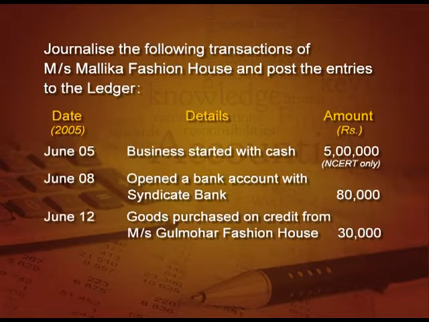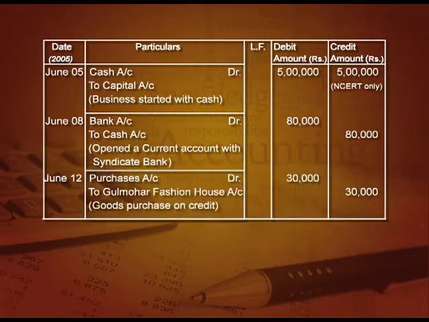Let us see the next entry. Goods purchased on credit from Gulmohar, 30,000. So, I am purchasing the goods from Gulmohar, 30,000. So, purchase account debit to Gulmohar company 30,000. So, the purchase account will say to Gulmohar 30,000 and Gulmohar account will say by purchase 30,000, right.